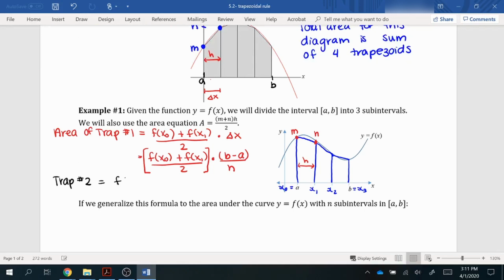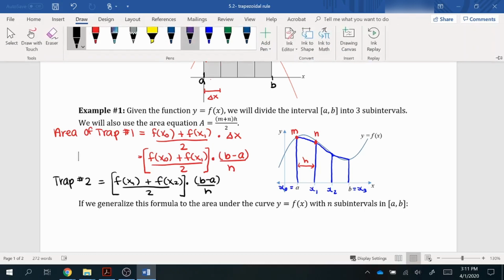This one's going to be f of x1 plus f of x2 over 2 times b minus a over n, because our m and our n would now be different. Our m would now be lined up with the x1, and our n would now be lined up with the x2 at y values there. And then we're also going to have trap number 3.